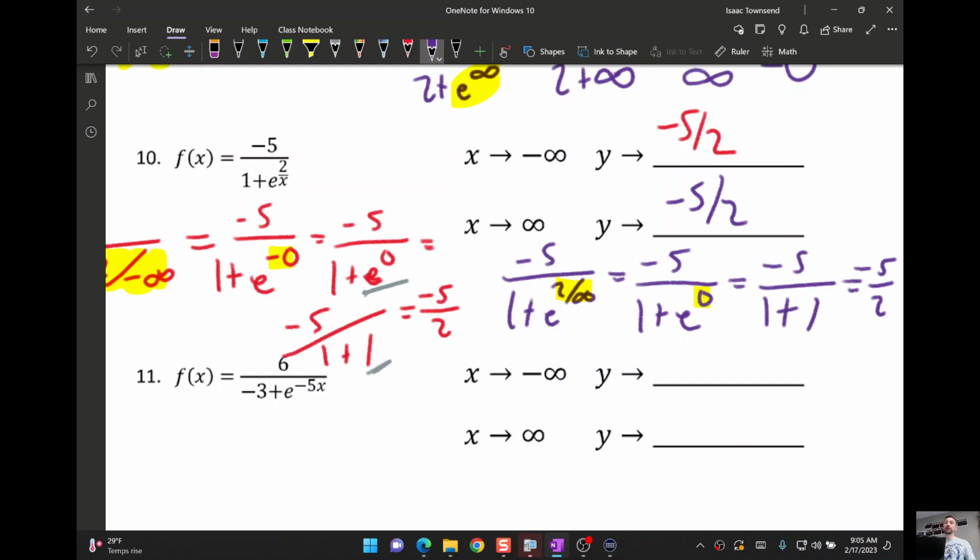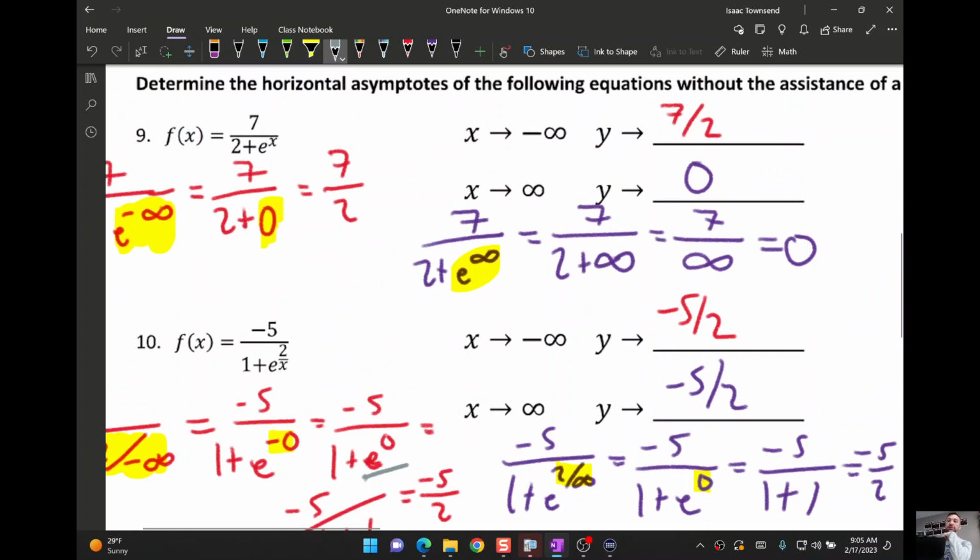So we don't need to graph these or anything, but if I was to graph this in my calculator, obviously I know next to nothing about what this graph looks like. This is a pretty complicated graph. But what I do know is at the far left of the graph, the y values are going to get closer and closer to negative 2.5, and the far right of the graph, the y values are going to get closer to negative 2.5. Whereas the previous question, the far left of the graph, the y values would get closer to 3.5, but the far right approaches 0.